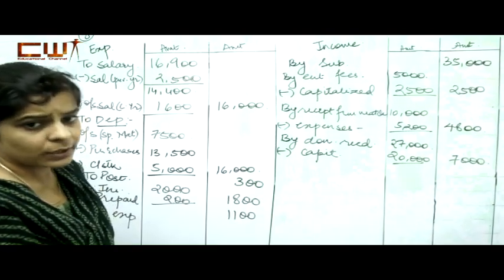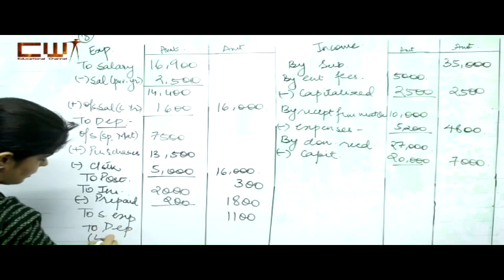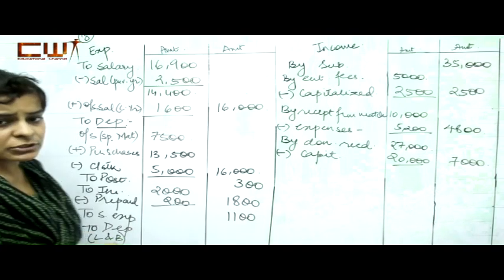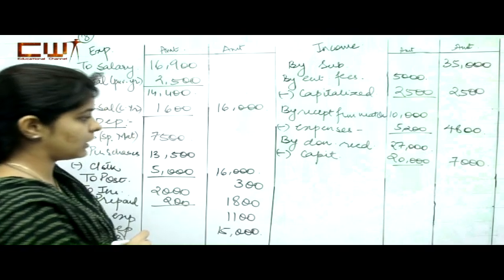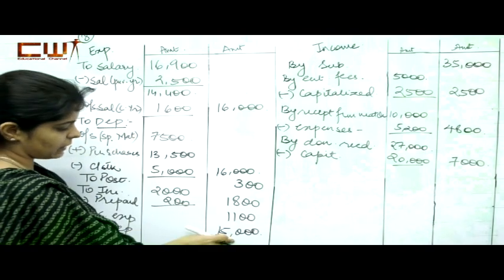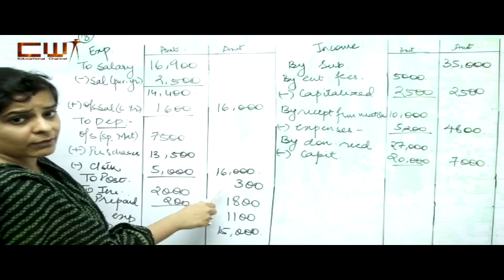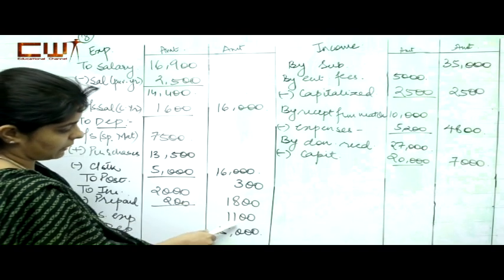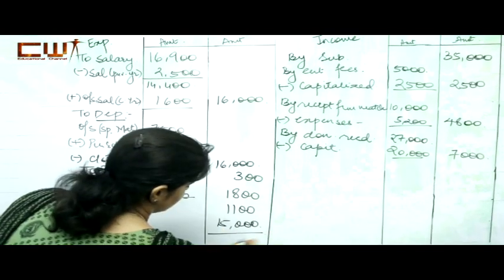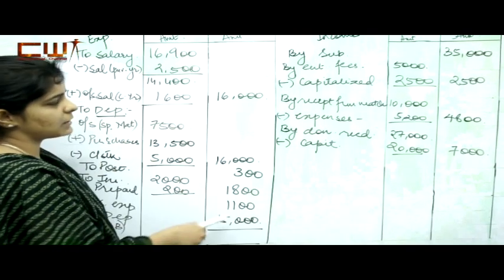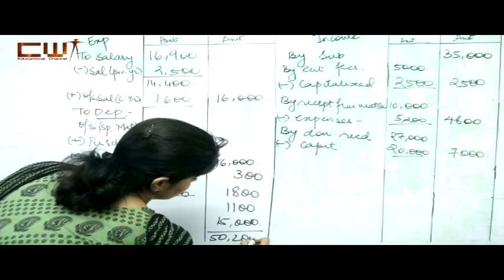Next is depreciation on land and building. How much is given to you? 15,000. So you will write it as 15,000. Add 16,000 plus 16,000 again plus 300 plus 1,800 plus 1,100 plus 15,000. That will give you 50,200. You will add up the expenditure column and get 50,200 as the total here.